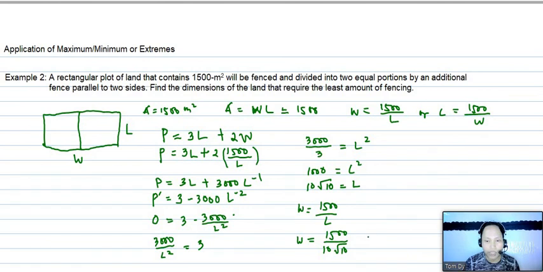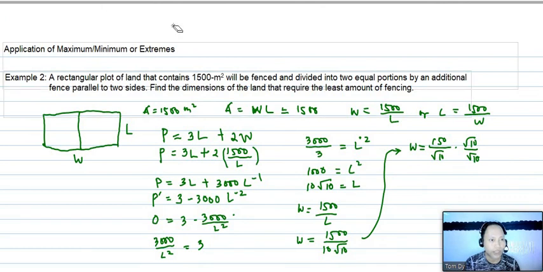So that is equivalent to, I will write it here. So W equals 1,500 divided by 10. That is 150 over square root of 10. By rationalization, we will rationalize this one. That is the square root of 10 times square root of 10. So I will transfer first this one. Okay, sorry for this one. Let me erase.